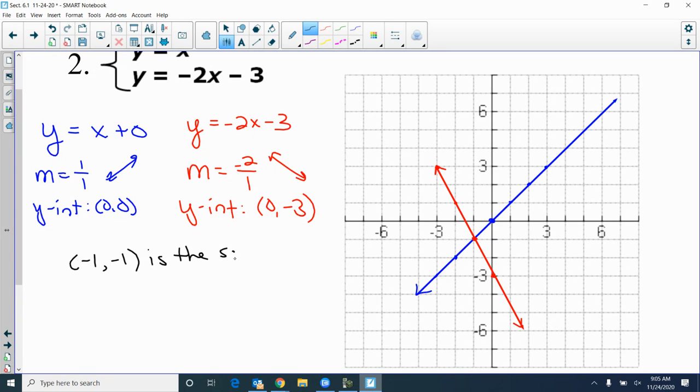-1, -1 is the solution. There is only one solution. They don't cross anywhere else, nor will they cross anywhere else. So that is our goal right now.